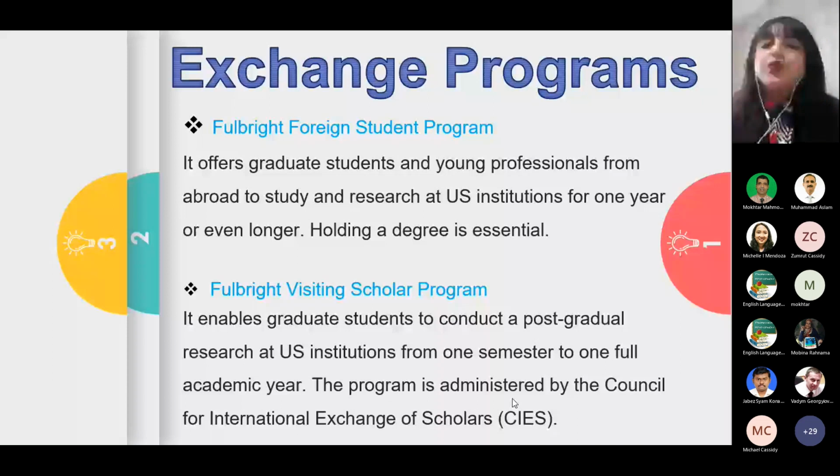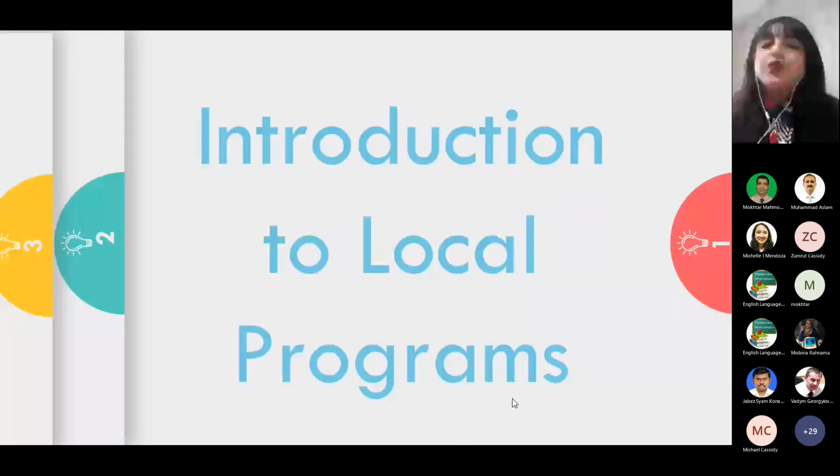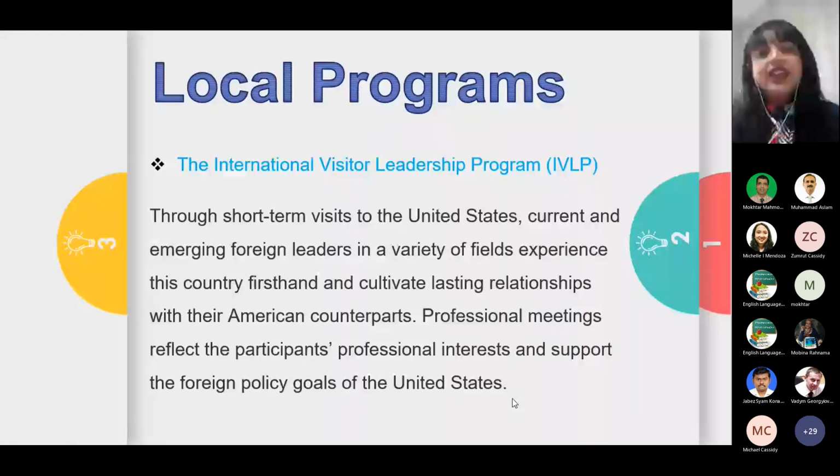Now moving on to local programs. We have the International Visitor Leadership Program, IVLP, through short-term visits to the United States. Current and emerging foreign leaders in a variety of fields experience this country firsthand. So the basic skill to be learned or sharpened is leadership.